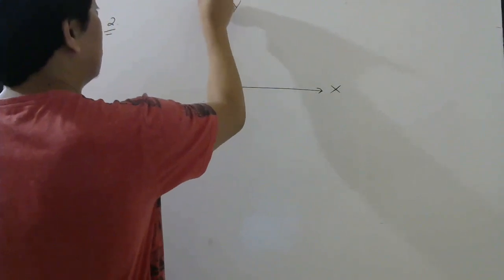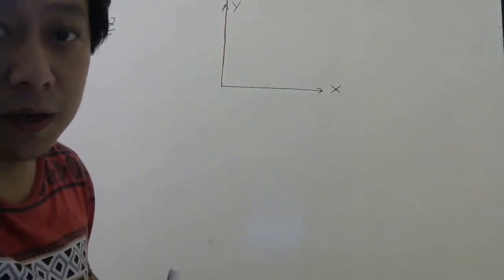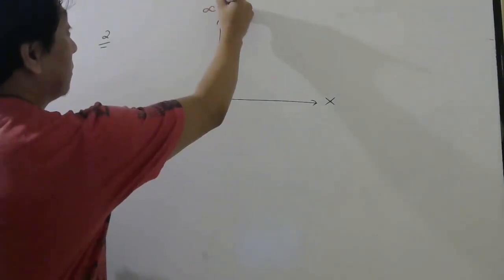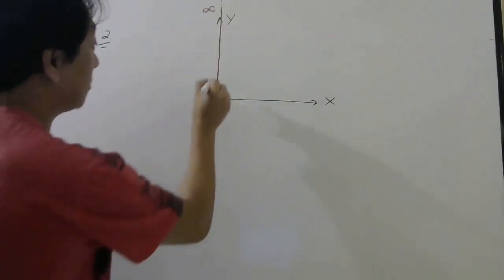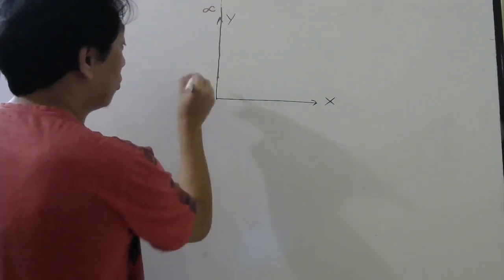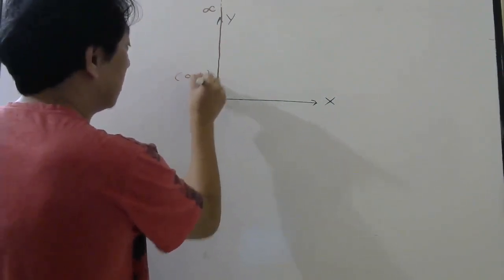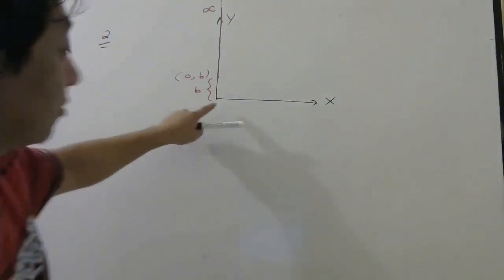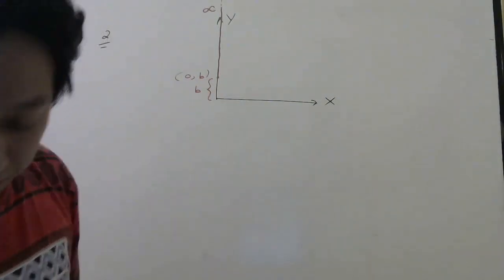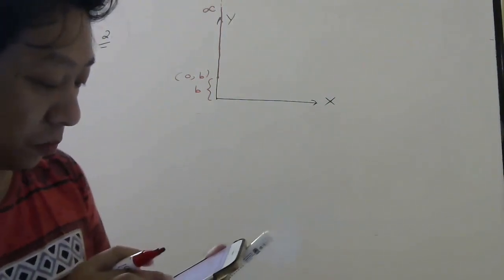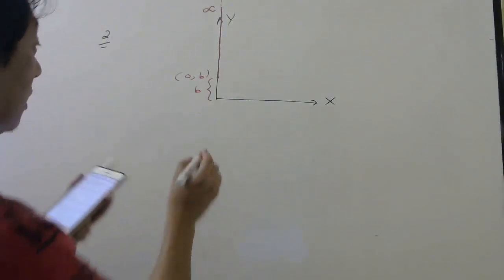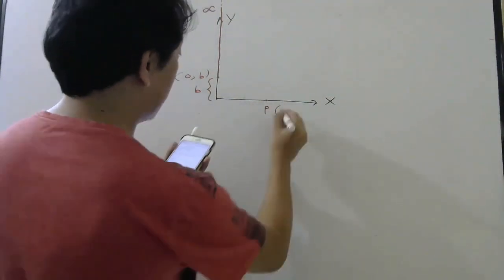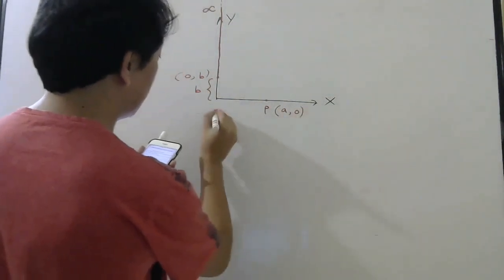The upper end goes to infinity, and one end is at (0, b). So this much is b, because coordinates are measured from the origin. And where is the observation point where we want the magnetic field? At some point on the x-axis. What is the coordinate? (a, 0). That means this much is a.